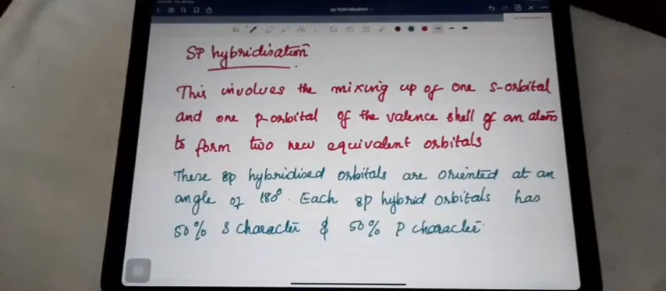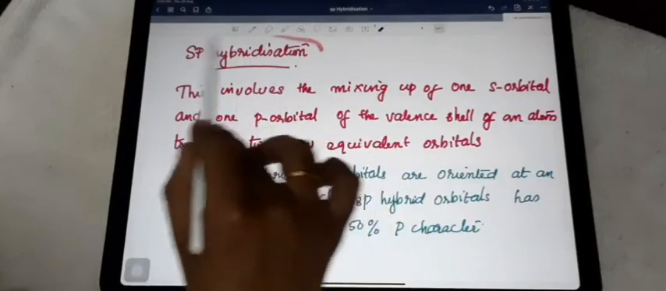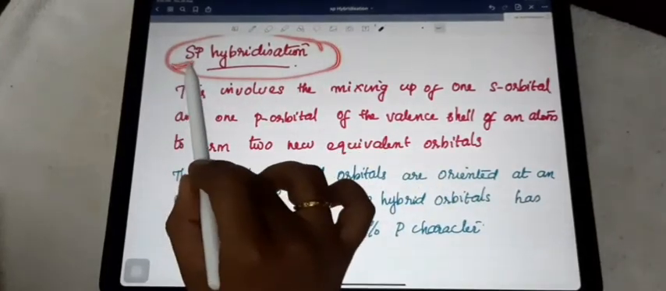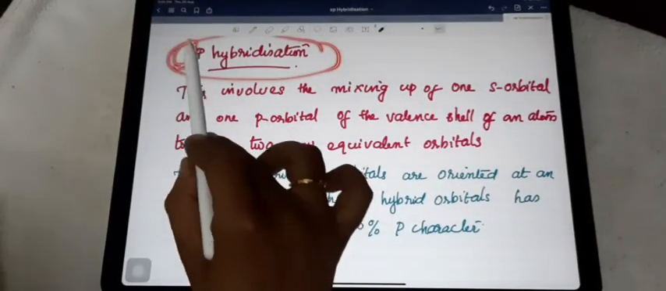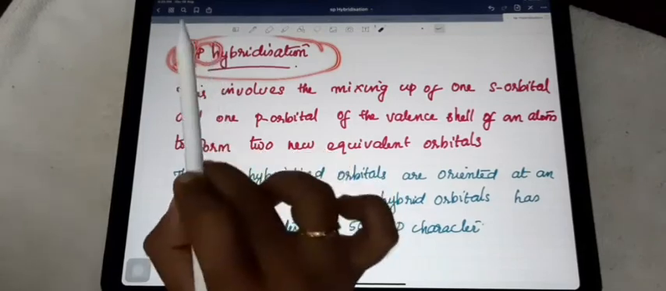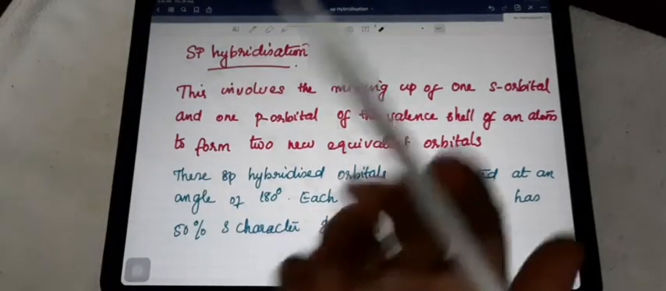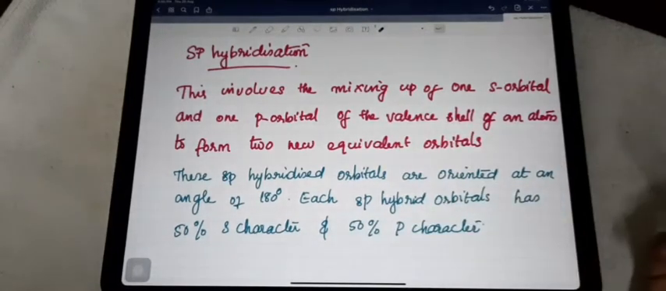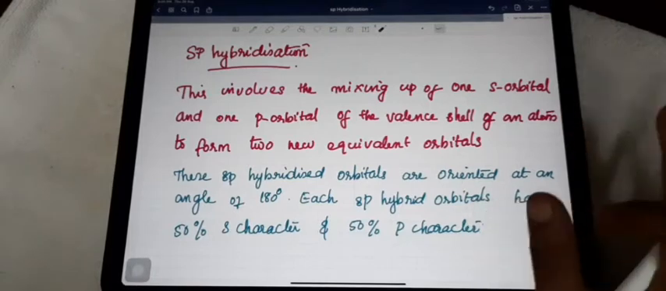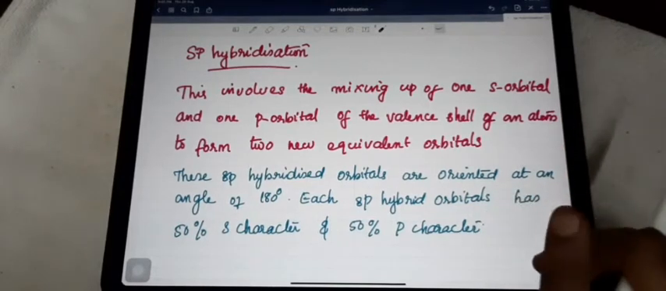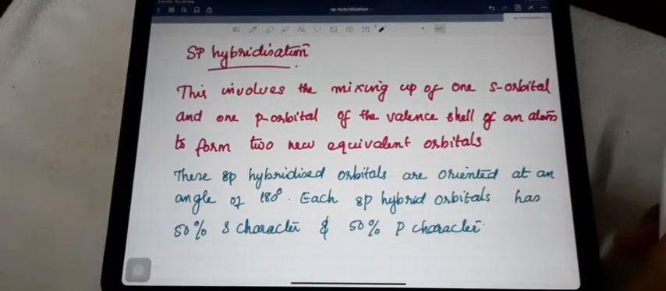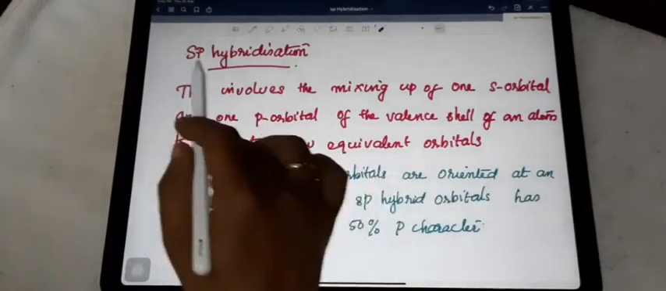Now we can discuss sp hybridization. As the name indicates, sp hybridization means intermixing of s orbital and p orbital, which results in hybrid orbitals. When these hybrid orbitals mix with the half-filled atomic orbitals of any atom, it results in sp hybridization and forms the covalent bond. We can discuss this hybridization with examples.